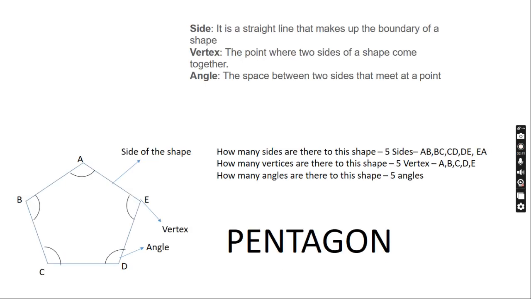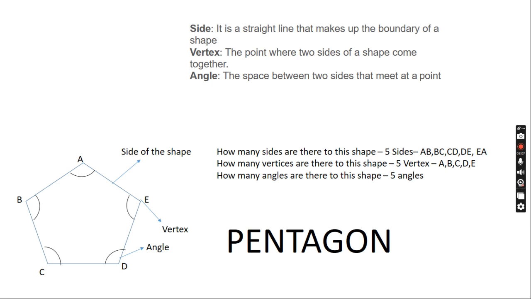The next figure has five vertices, five angles, and five sides. Side is the straight line that makes up the boundary of a shape. Then vertex, the point where two sides of a shape come together, and angle, the space between the two sides that meet at a point. To find out the figure, we ask three questions. How many sides are there in this shape? It has five sides, AB, BC, CD, DE, and EA.